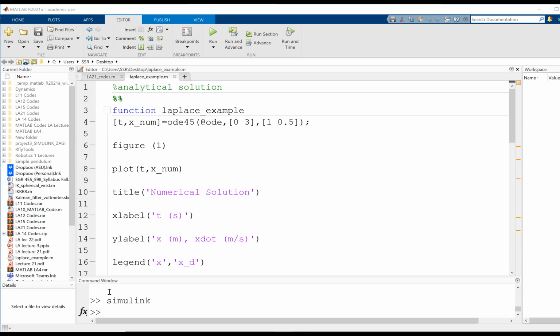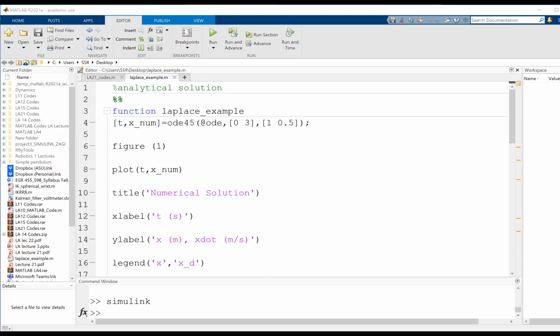Now, when you go to Simulink, yeah. Zoom screen. Oh, yeah. Yeah, I need to. You're right. I need to update Zoom screen. So, yeah.